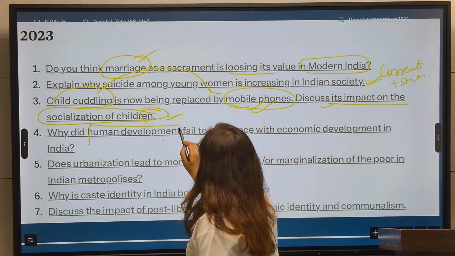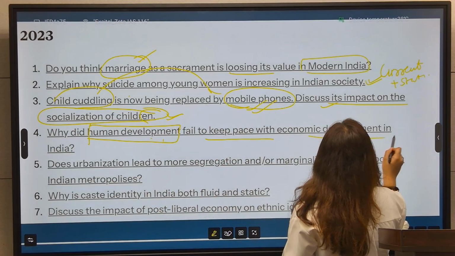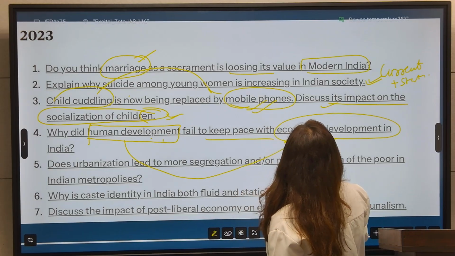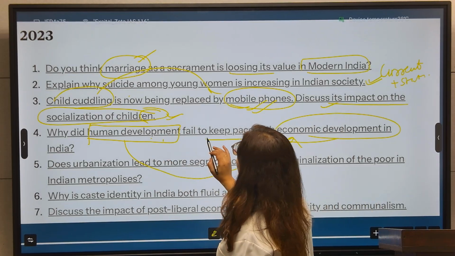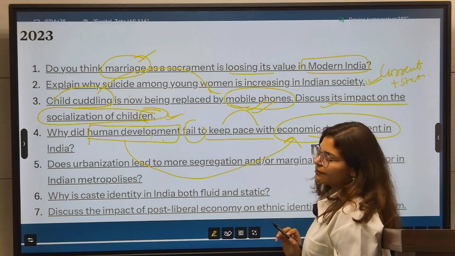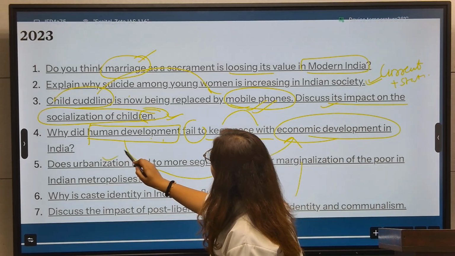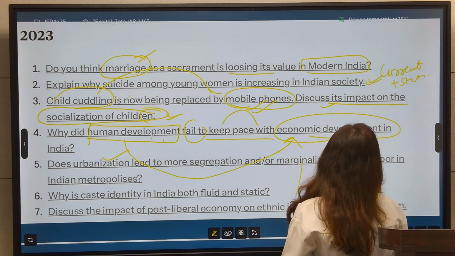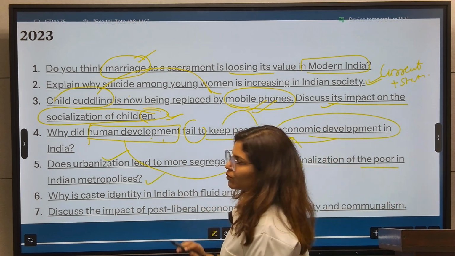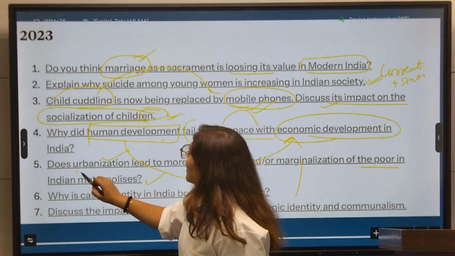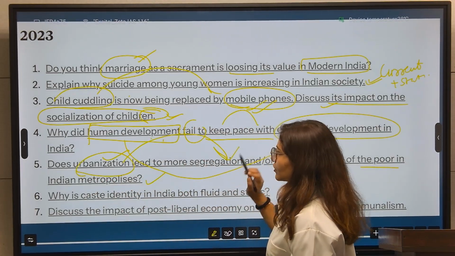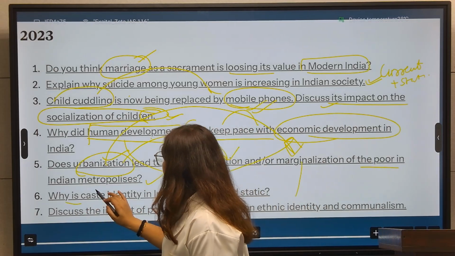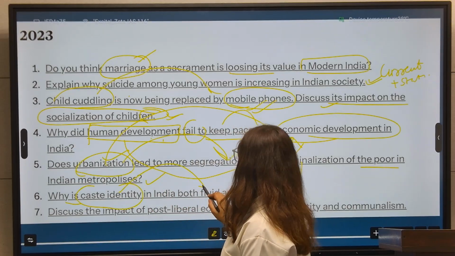Why did human development fail to keep pace with economic development? Does urbanization lead to more segregation and more marginalization of the poor in the Indian metropolises? How has urbanization led to more segregation or marginalization? Why is caste identity in India both fluid and static?